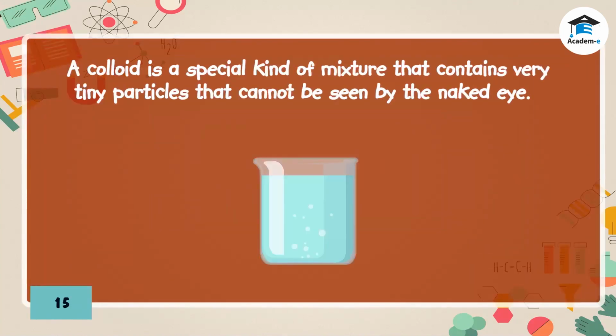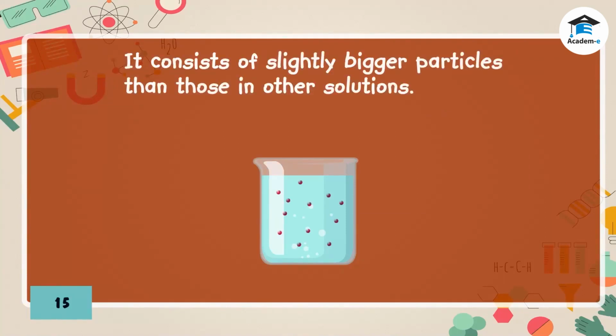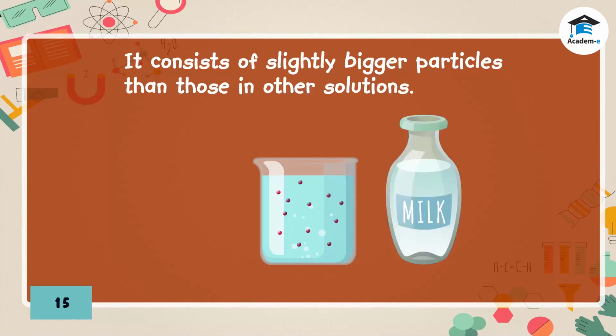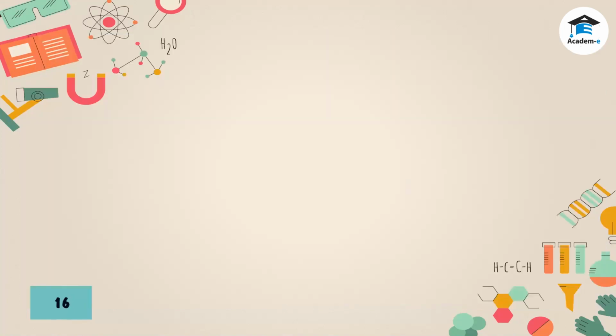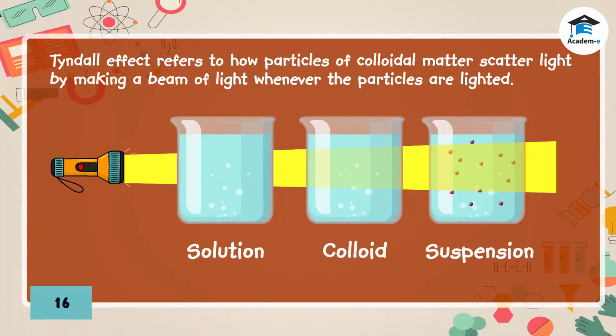A colloid is a special kind of mixture that contains very tiny particles that cannot be seen by the naked eye. The tiny particles do not settle down. It consists of slightly bigger particles than those in other solutions. In liquid colloids, the particles keep moving about in a dispersed phase within the liquid medium. This dispersed phase scatters the light focused on the mixture. An example is milk. Tyndall effect refers to how particles of colloidal matter scatter light by making a beam of light whenever the particles are lighted.